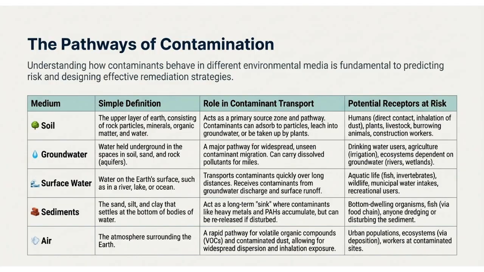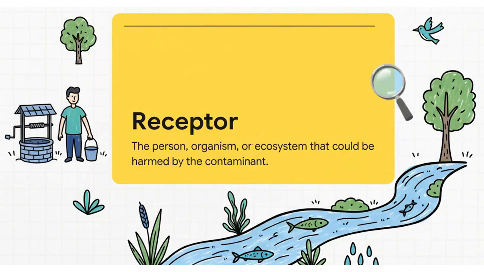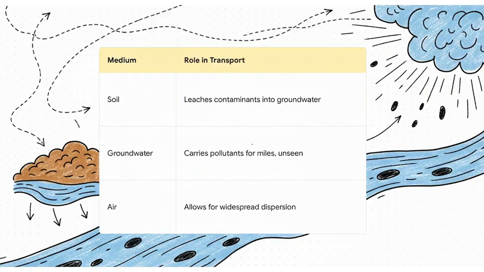Okay, so for the pathways of contamination, there are 5 levels through which the contamination may happen. The first one is the soil, second is the groundwater, third is the surface water, fourth is the sediments, and lastly the air. Okay, so the receptor, the person, organism, or the ecosystem that could be harmed by the contaminant, is called the receptor. The main 3 mediums for this contamination include the soil, groundwater, and air.